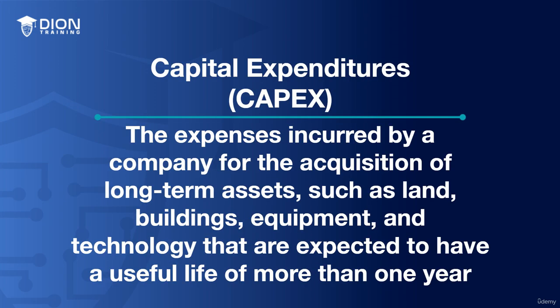Now, fourth, we have expenditures, specifically capital expenditures, or CapEx, and operational expenditures, or OpEx. Now, capital expenditures, or CapEx, refers to expenses incurred by a company for the acquisition of long-term assets. This includes things like land, buildings, equipment, and technology that we expect to have a useful life of more than 1 year. In the context of cloud computing, this can include the costs associated with purchasing new hardware or software that's going to be used to access those cloud services, or it might be associated with costs for upgrading existing infrastructure to support our cloud computing migration.